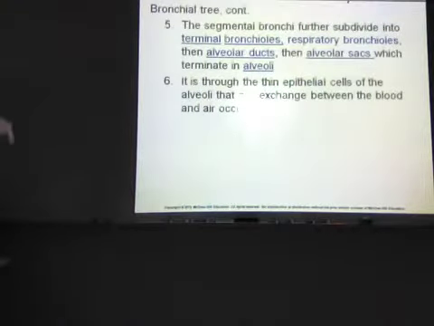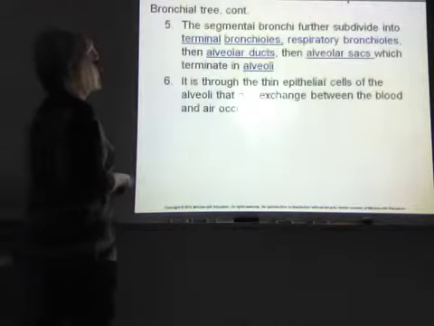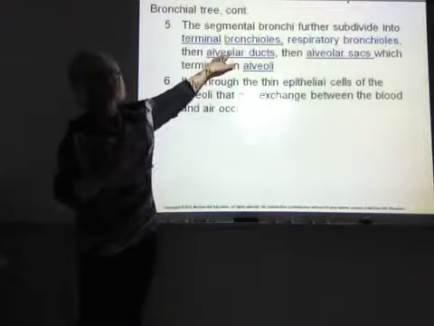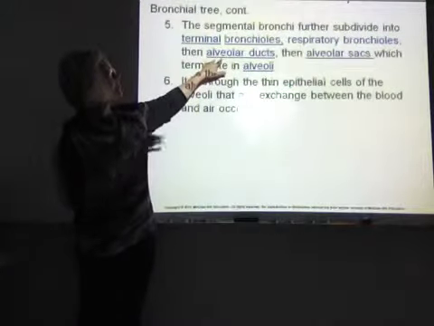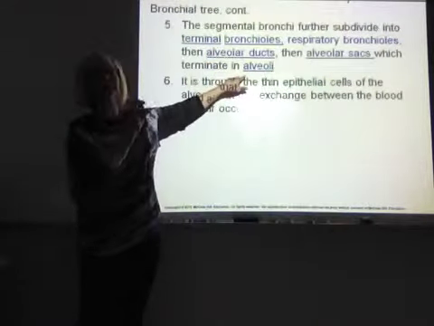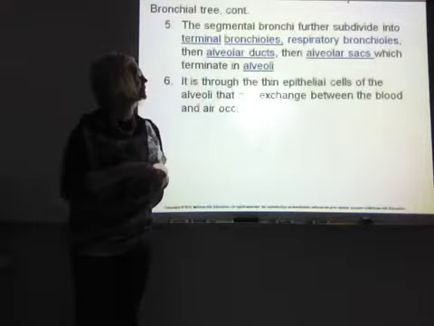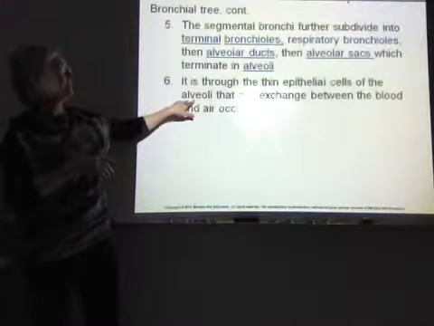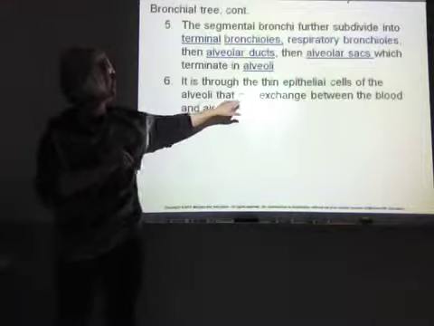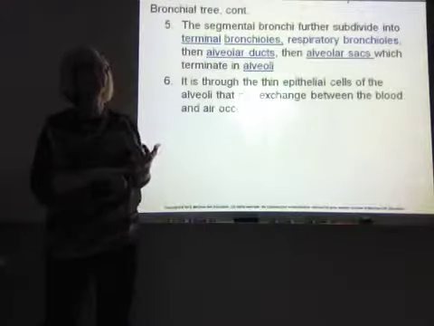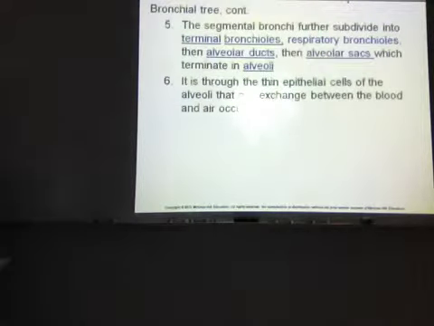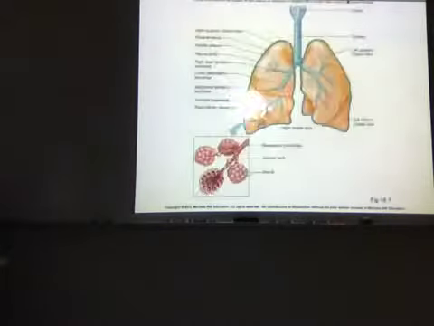The segmented or tertiary bronchi further subdivide into terminal, meaning ending, bronchioles, respiratory bronchioles, alveolar ducts, alveolar sacs, and then they're going to end in the individual alveoli. Inside these alveoli, there are very, very thin single-layer epithelial cells, and that's where the gas exchange between the blood and your lungs takes place. So gas exchange in the lungs occurs at the alveoli.